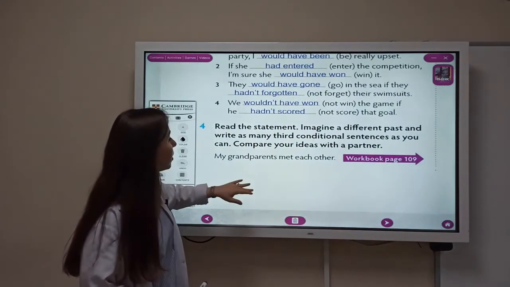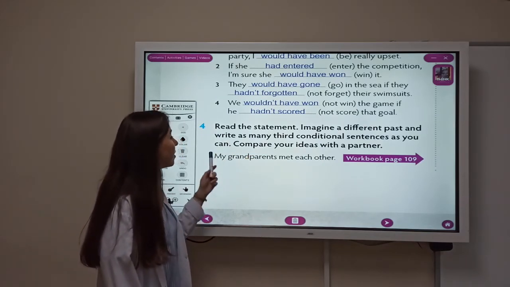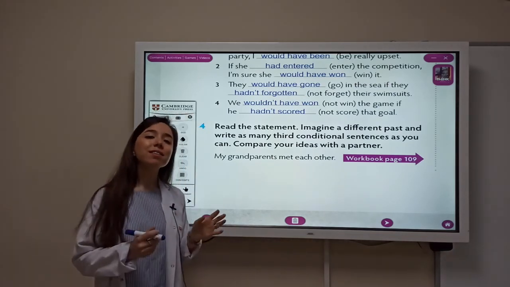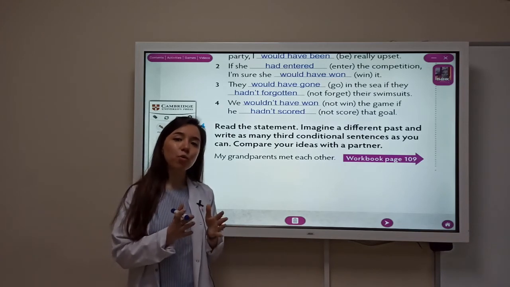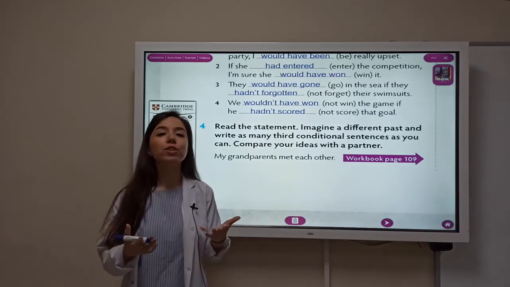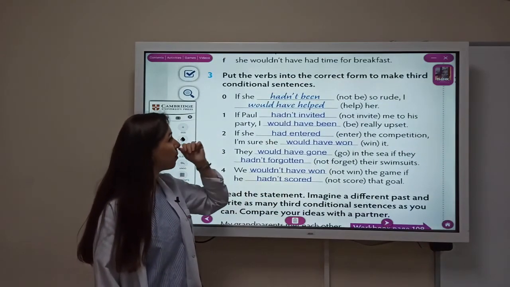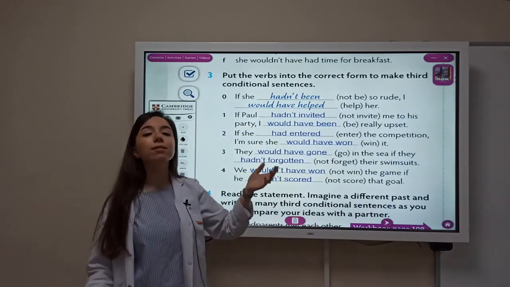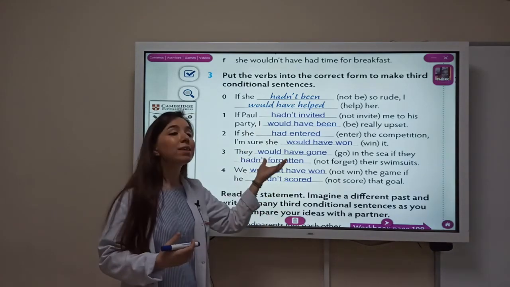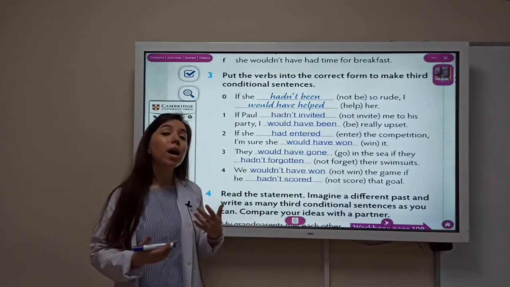Look, come here. Read this statement, imagine a different past and write as many third conditional sentences as you can, and compare your ideas. This is one of the best ways to practice it. Yes, you can imagine a situation in the past that is unreal, and make sentences like this. For example, instead of Paul, you can write your brother's name, your sister's name, your friend's name. You can make sentences like this about unreal situations in the past to practice the third conditional.